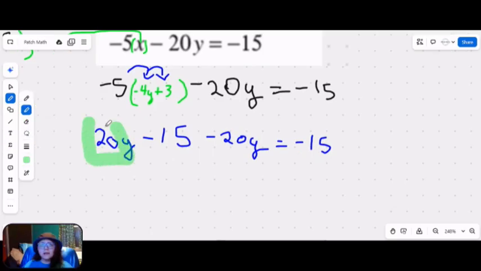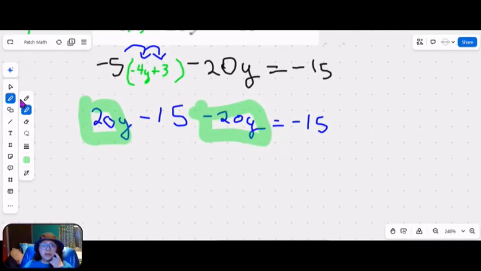Now we do have some like terms on the same side we could combine here. That is that 20y and that negative 20y. Well, 20 minus 20 is 0, and 0 times y is 0, so those cancel out. We are left with two constants: negative 15 equals negative 15.